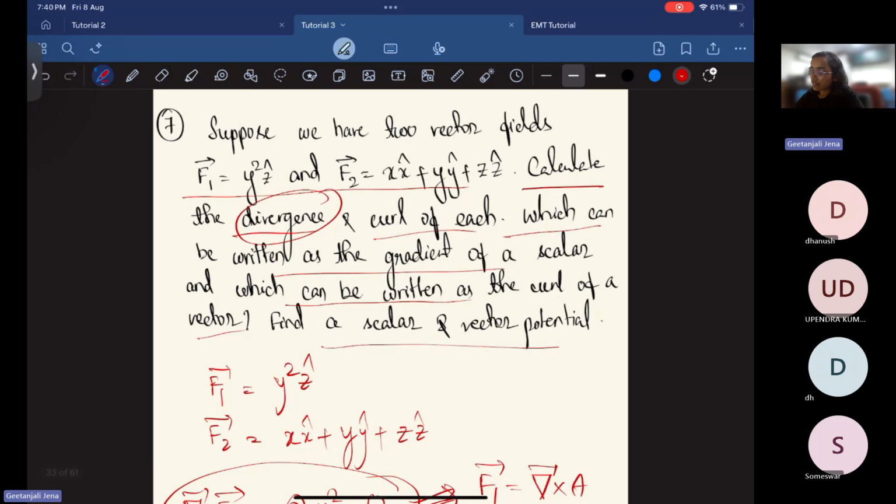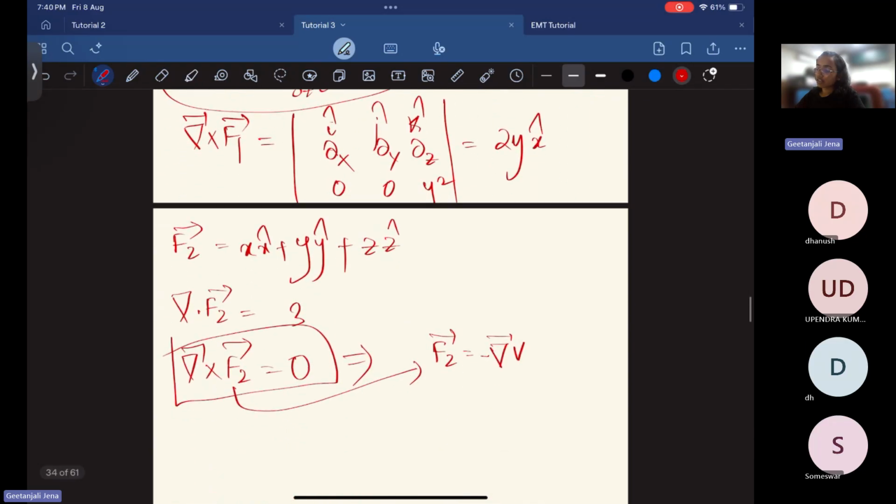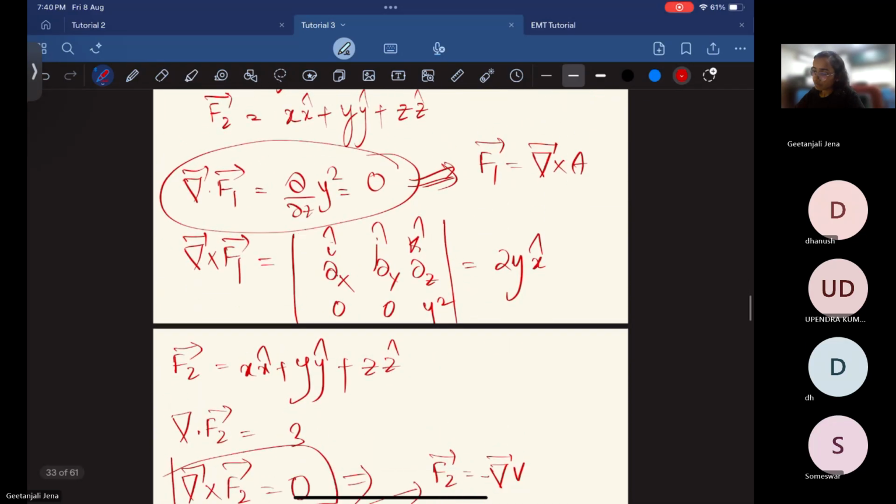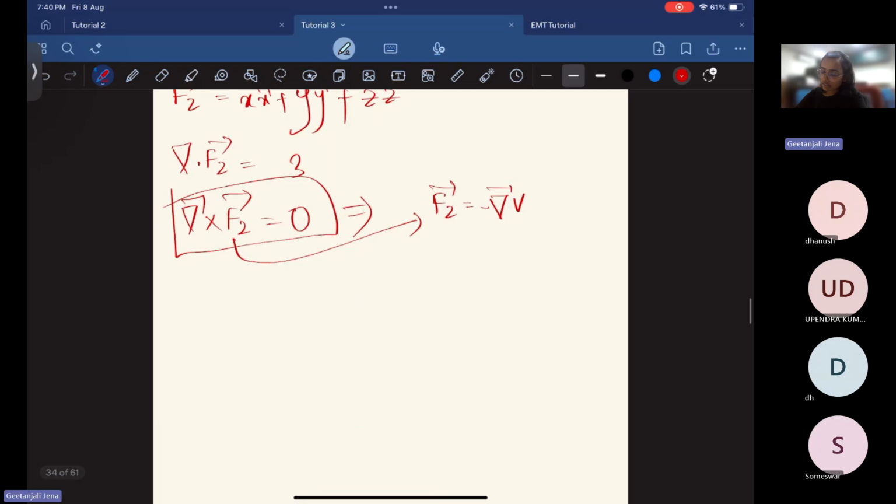So we have calculated divergence and curl, and we have already answered which one can be written as gradient of some scalar and curl of a vector. Now we have to find out the vector potential and the scalar potential. So for this, F1, we have taken, is curl of some vector potential A. So F1, we know, is y square z cap.